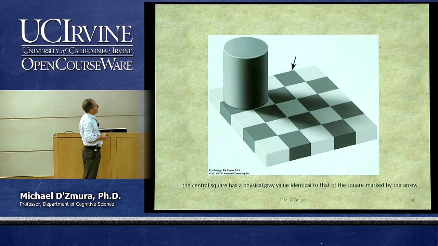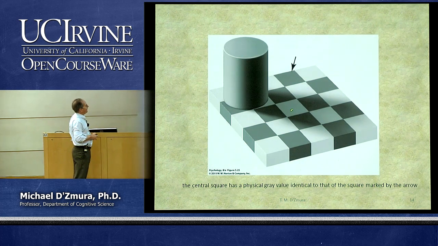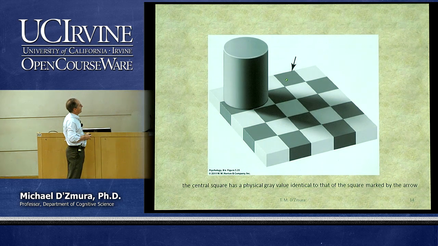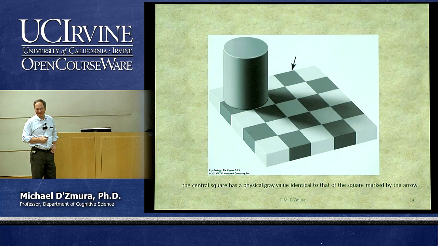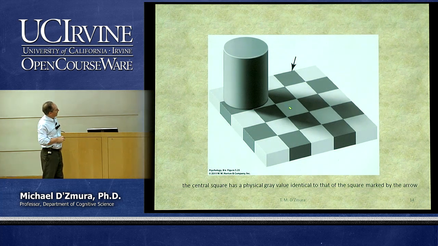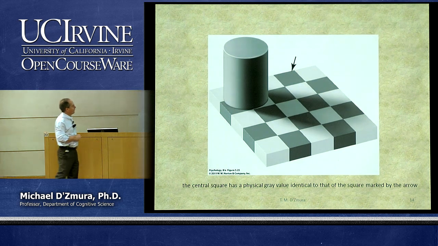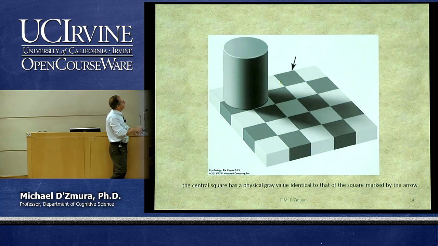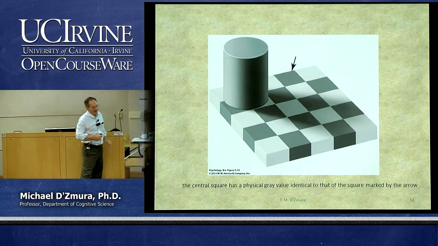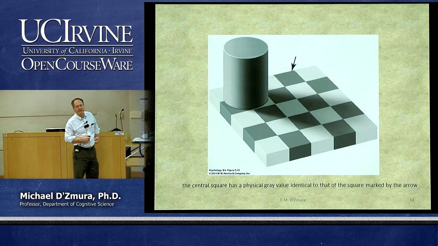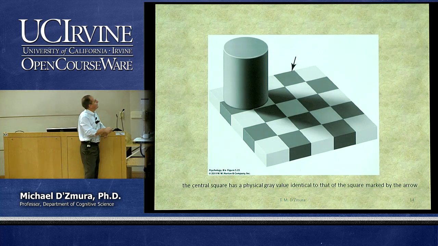The central square here has the same physical gray value as that square indicated by the arrow. Pretty cool, huh? Well, it's pretty clear that this square in the middle is in shadow. And that shadow is created by this little cylinder here. So that cylinder casts a shadow, and that means that we are seeing this square as lying in a shadow. This guy, indicated by the arrow, is not lying in the shadow. So what can we say about the relative amounts of illumination?